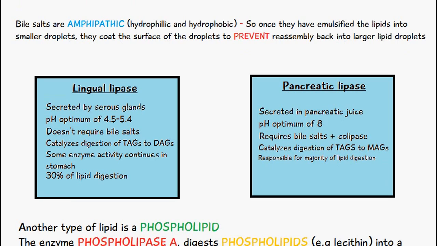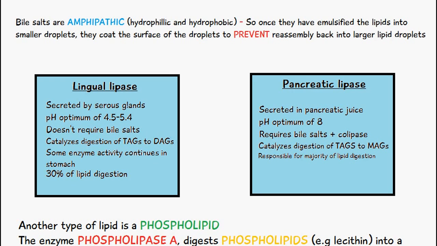So here we have the two forms of lipase. We have lingual lipase and pancreatic lipase. Lingual lipase is secreted by the serous glands. It has an optimum pH of 4.5 to 5.4. It doesn't require bile salts for its function, and it catalyzes the digestion of triacylglycerides or triglycerides to diacylglycerides or diglycerides. And that's the main product, diacylglycerides. And some enzyme activity continues in the stomach, so there is a small amount of lipid digestion which occurs in the stomach, but it's at a much smaller scale in comparison to the digestion which occurs in the small intestine. And lingual lipase accounts for 30% of lipid digestion.